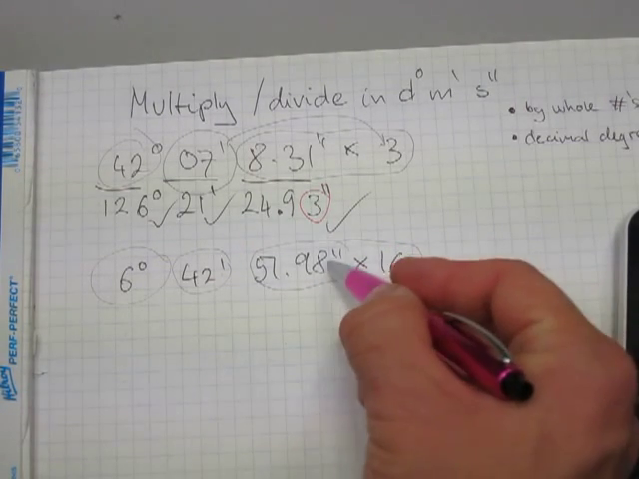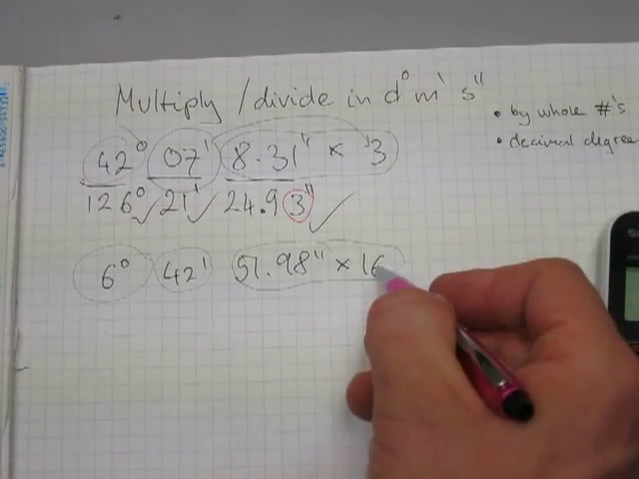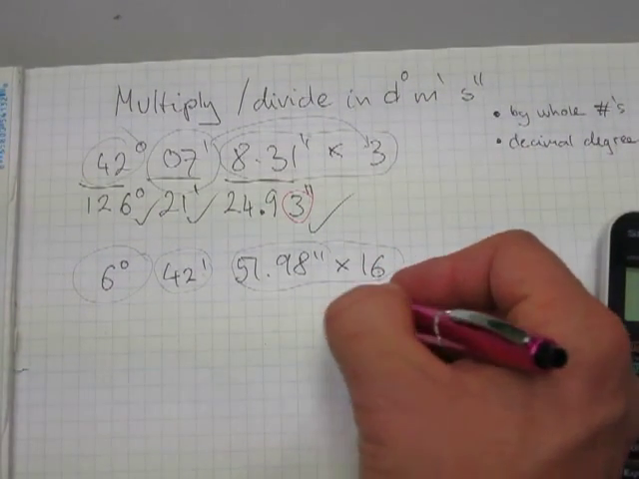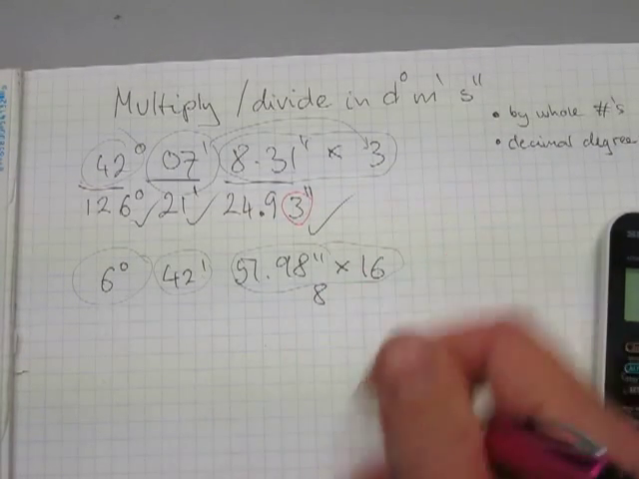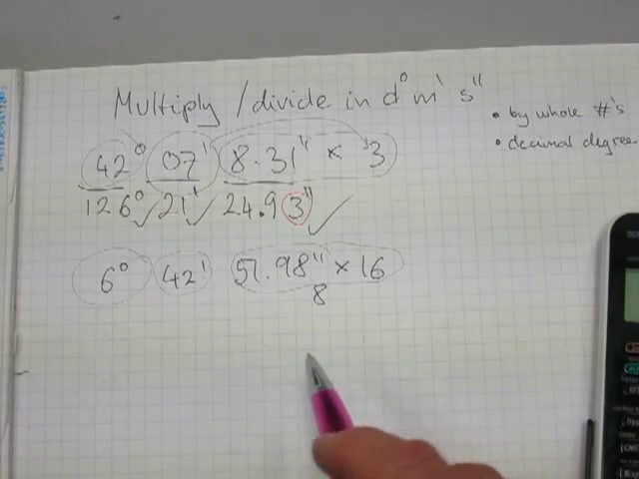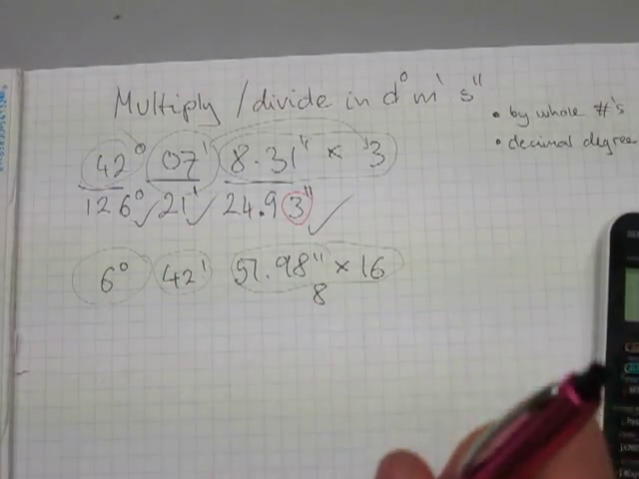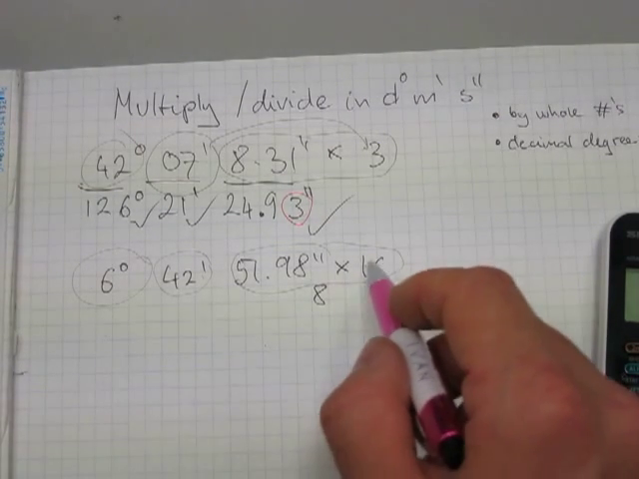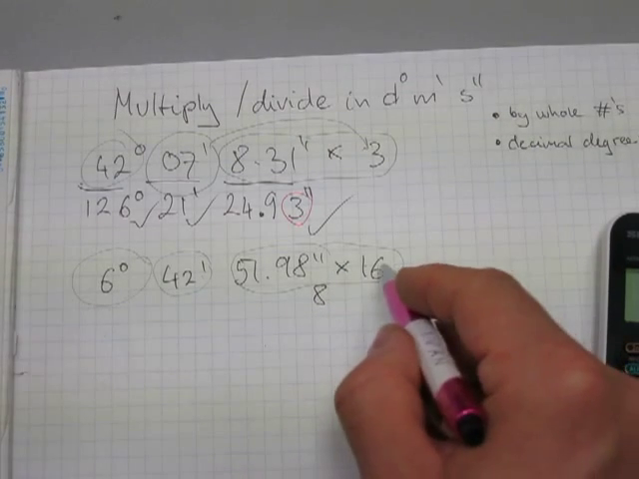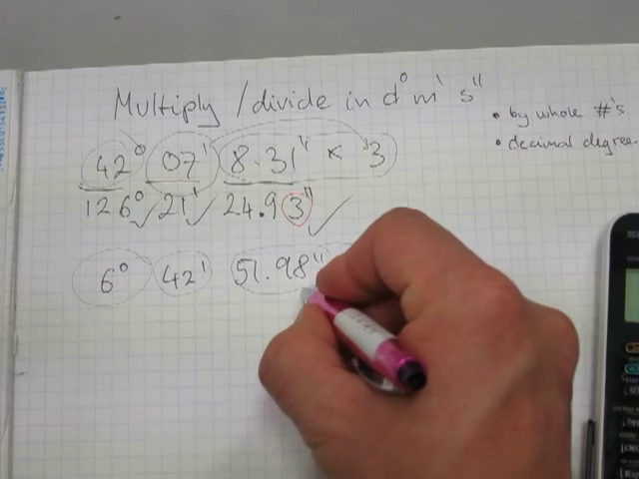51.98 times 16. 1 times this amount is itself, so I'm not going to write it down again. 6 times 8 is 48, and I'm offsetting my digits one place value there, because the tens digits go further left and the ones digits go further right. 6 times 8 is 48. 4 carry over. 6 times 9 is 54. That's 58.